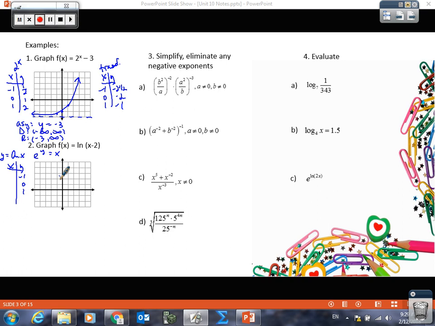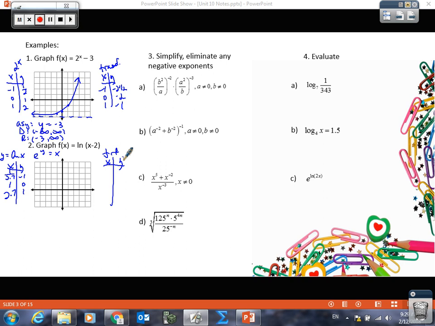So if we do 2.7 to the negative 1 power, it'd be 1 over 2.7. Right? And 1 over 2.7 is right around a third. A little bit more than a third, but right around a third. So 2.7 to the 0 power is 1. And 2.7 to the first power is 2.7. Those are my parent points. Okay? So now let's look at the transformed points.